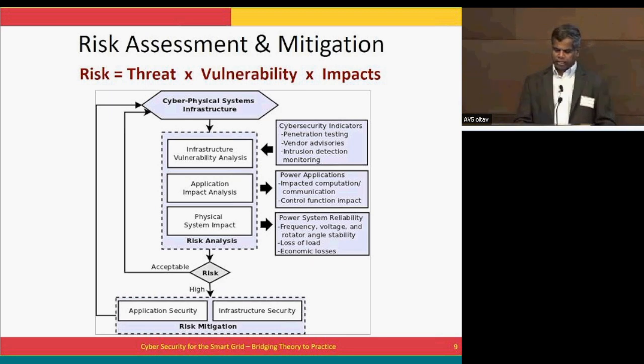Those mitigations can come from upgrading your infrastructure or upgrading your application. It is again a cost-benefit decision: which will give the least cost and maximum benefit in risk reduction. So they go through the cost-benefit analysis to reduce the risk. That is the overall framework.